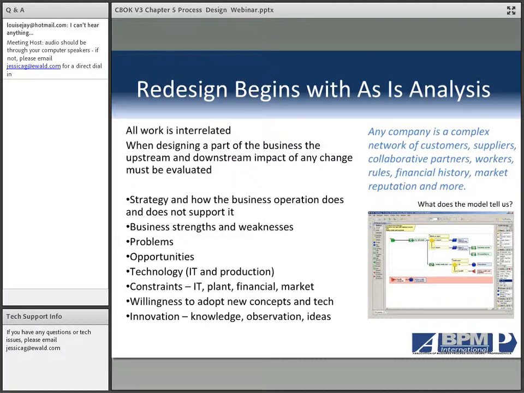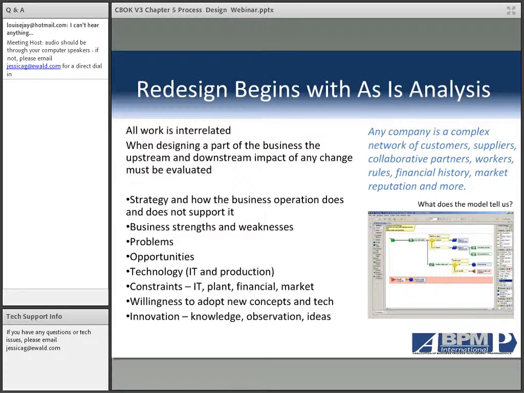Certainly the workers are going to have a different perspective than your customers. Your collaborative partners are going to have another viewpoint. If the project is going to be successful, the perspectives, the viewpoints of these different people who are going to be affected, they may not be directly involved, but they're sure going to be affected, need to be considered.